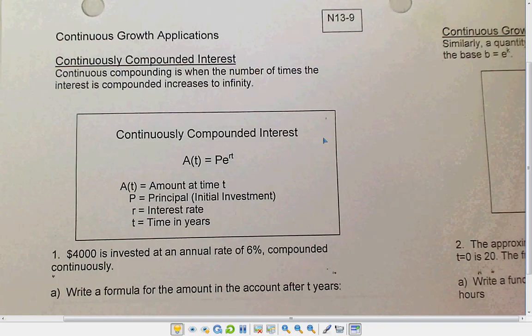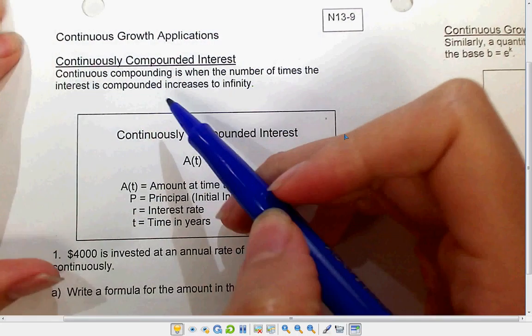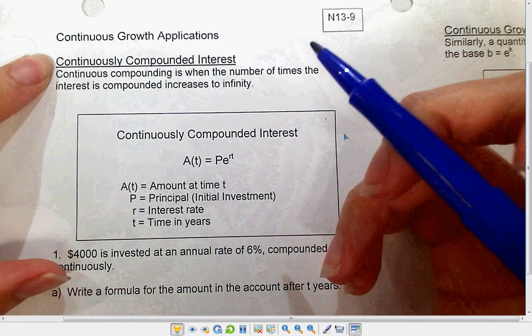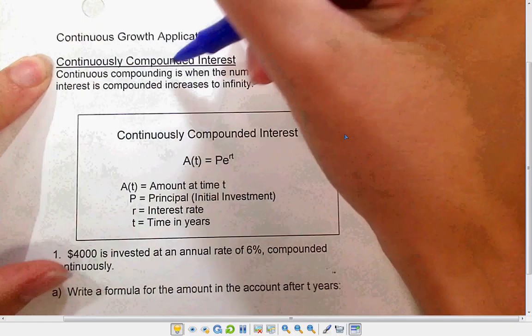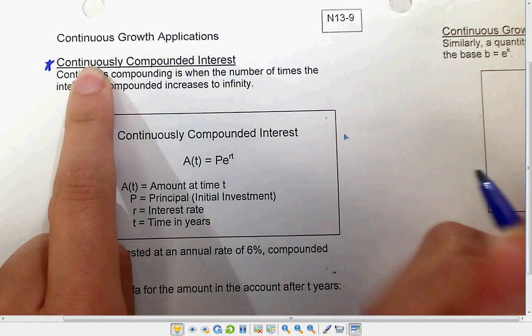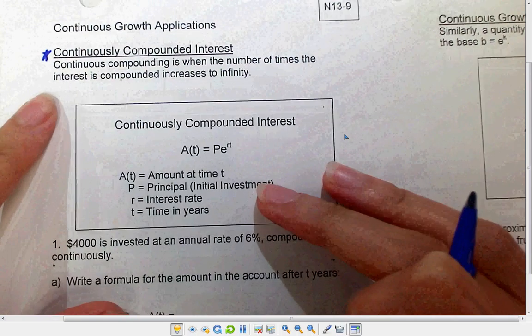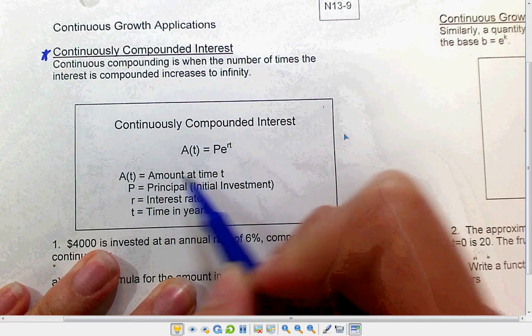Let's move on with our exponential applications and learn our last two equations for growth and decay. The first one we're looking at today is continuously compounded interest. Before, we did compound interest; now we're going to look at what happens when it's continuous. Continuous is just when the number of times our interest is compounded increases to infinity, and this is the equation we're going to use.